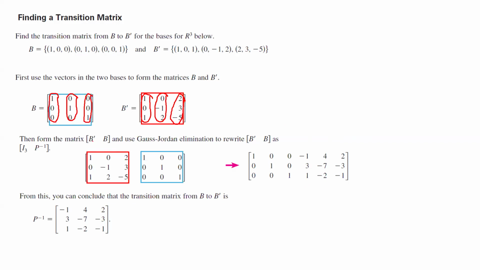So again, B prime and B. Remember that you are finding the transition matrix from B to B prime. Take a look at the order. Write down B prime first, then B. Then apply elementary row operations to convert the very first matrix into identity matrix. The inverse of the transition matrix becomes negative 1, 4, 2, 3, negative 7, and negative 3, 1, negative 2, and negative 1.